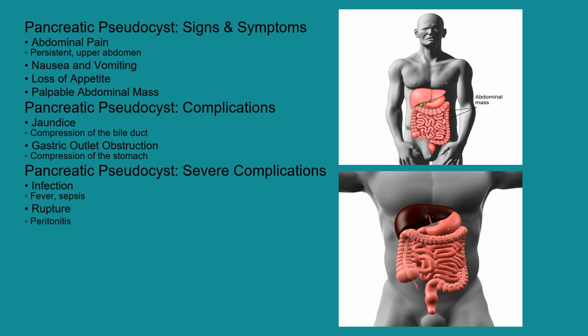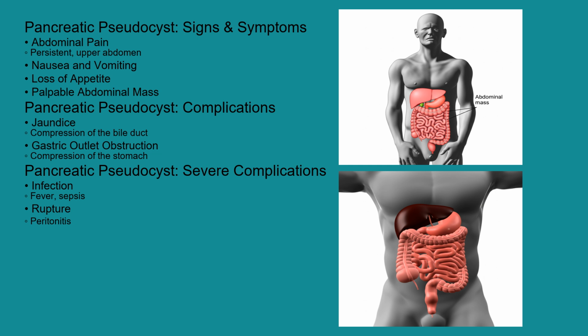What are the signs that you might have a pancreatic pseudocyst? Many individuals experience abdominal pain, often persistent and located in the upper abdomen. Nausea, vomiting, and loss of appetite are also common. In some cases, a palpable mass can be felt in the abdomen.